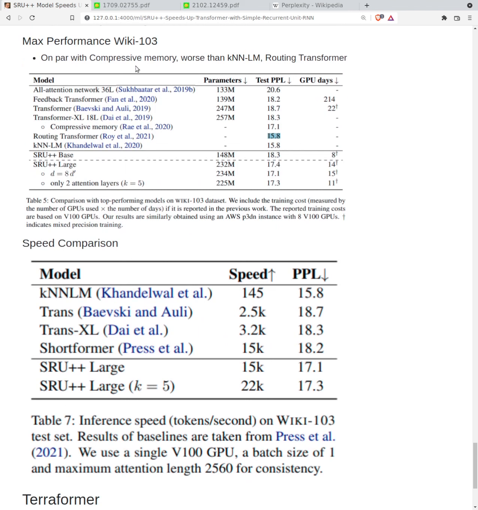Max performance on WikiText-103. So they haven't achieved the state of the art on this dataset, but they are sort of on par with compressive memory, which is a Compressive Transformer-XL modification. They outperform Transformer-XL, but they haven't outperformed this other benchmark. But they are still very competitive.